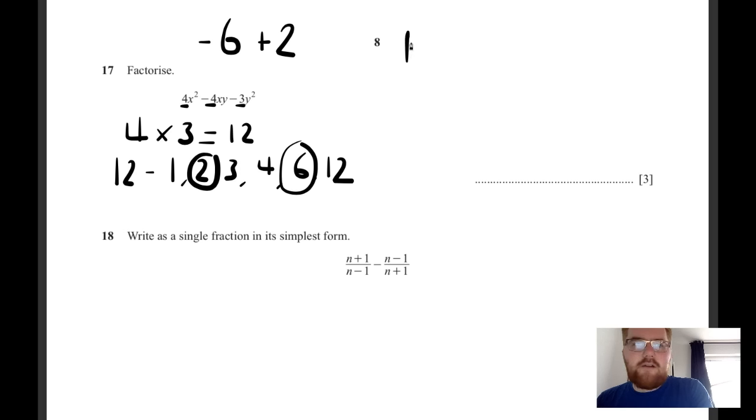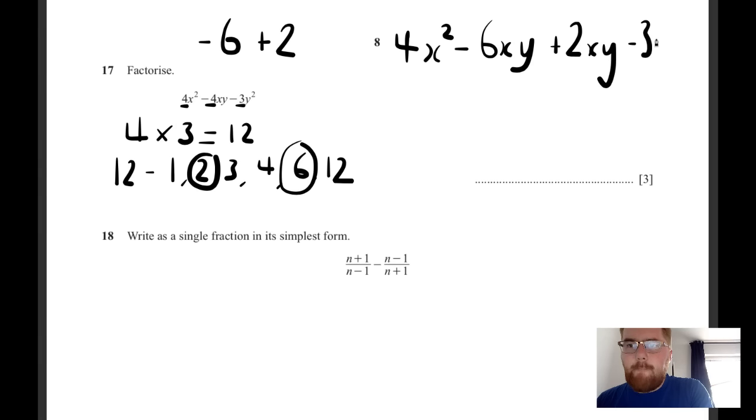Okay, so we get 4x squared. There we go, 4x squared. And now we're going to split this. So we're going to get -6xy plus 2xy, and the -3y squared stays the same. Okay, so all I've done is unsimplified -4xy to -6xy plus 2xy.